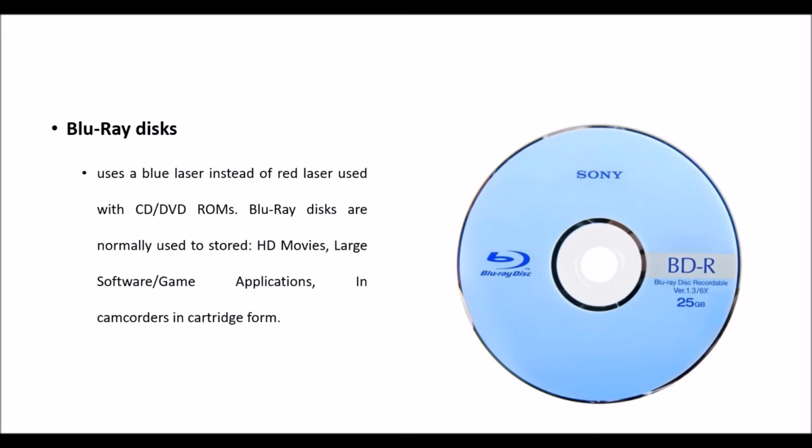So Blu-ray uses a blue laser instead of the red laser used with CD or DVD. As I told you, the only difference here is the storage capacity. It's quite expensive, by the way, because it has more storage capacity than CD as well as DVD. That's all under optical. For optical, we talk about three different media. The first one is CD, the second one is DVD, and the third one is Blu-ray.